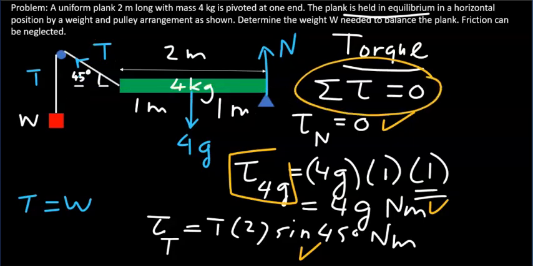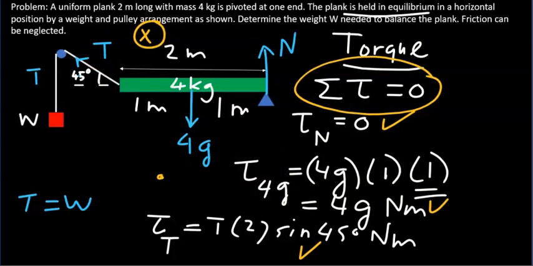We note that the direction of that torque due to that 4g force is coming out of the board. So you can represent it with a dot. And the direction of the torque due to this tension force is going into the board. So what that means is, if this value is positive, then this value has got to be negative, so that when you sum these two numbers, you get 0.